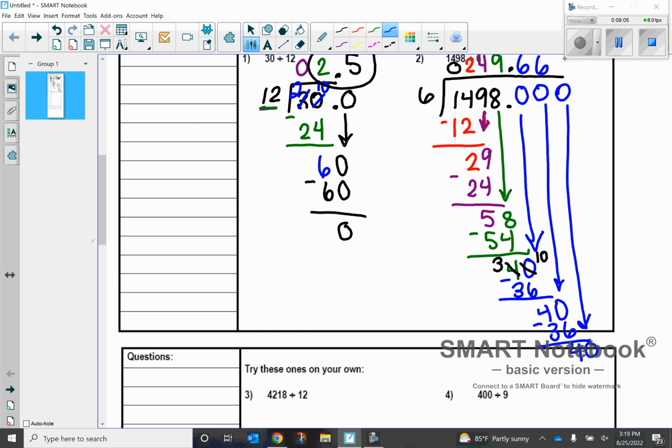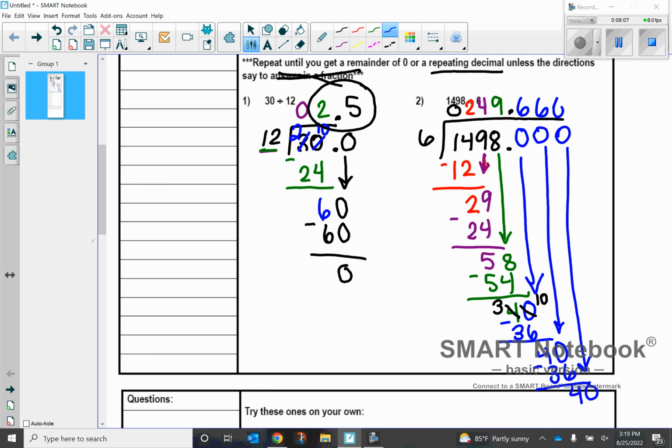So this is just going to be 0.666666666 repeating forever. So like I said, you're either going to end up at a remainder of 0 with your decimal where it ends, or it's going to repeat. Once you start noticing a pattern with repeating, you can stop.